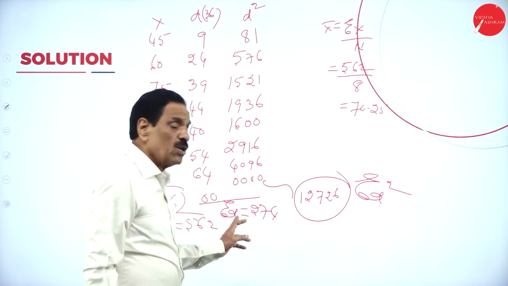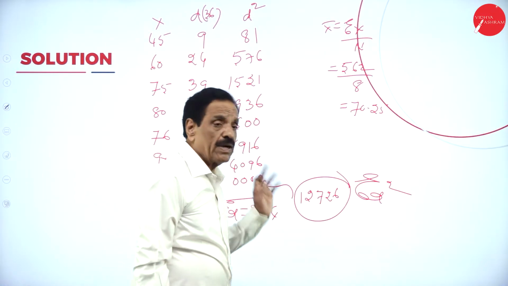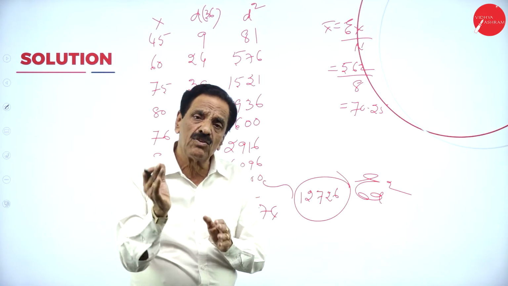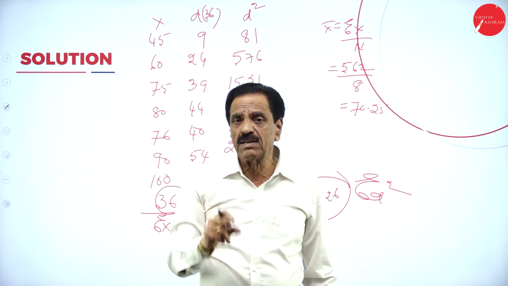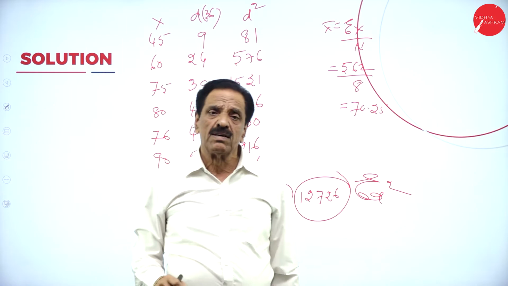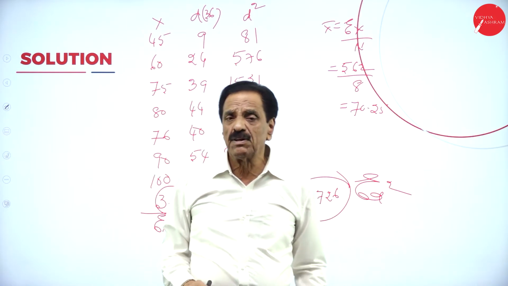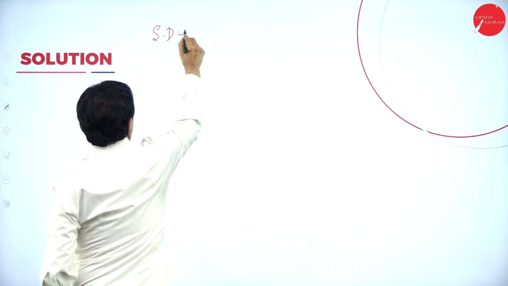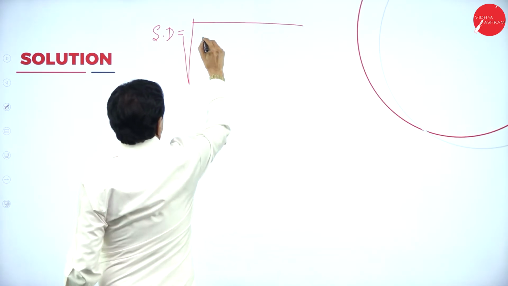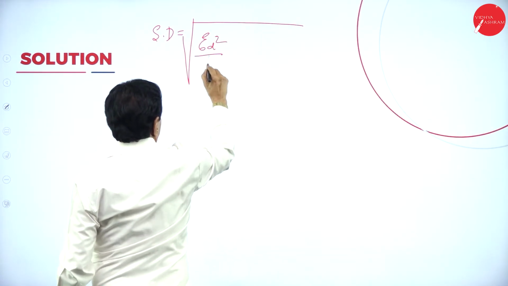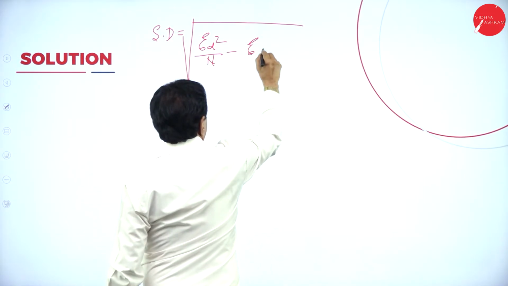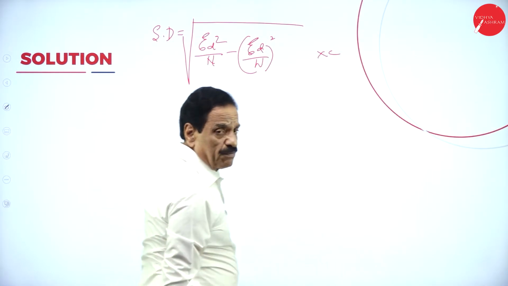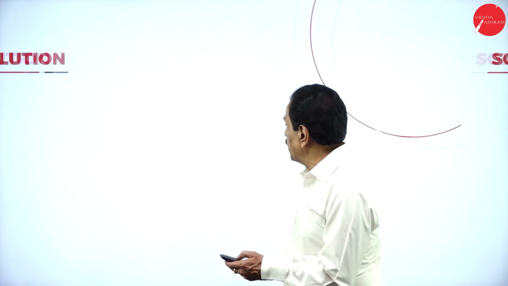What is your sigma d? 274. You got sigma d square. What you require for coefficient of variation? First we require mean, then you require the standard deviation. What is the formula for standard deviation? Standard deviation is equal to root of sigma d square divided by n minus sigma d divided by n whole square, into c. If the class intervals are perfect, then only we can take. We'll go one by one.